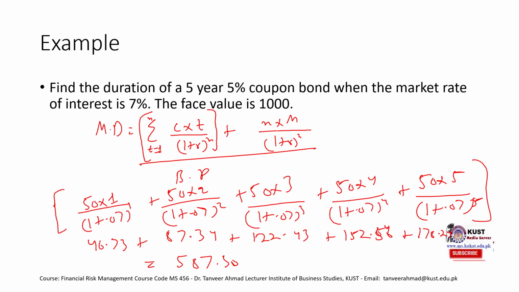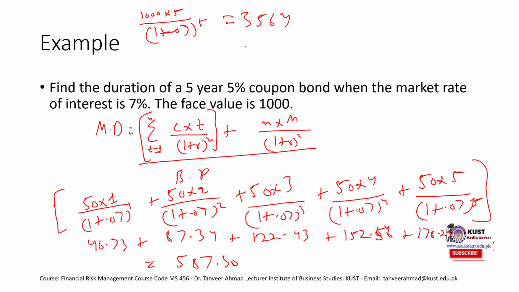We are left with this part of the equation, right? And this part of the equation would be equal to 1000 into 5 divided by 1 plus 0.07 raised to power 5. So we get 3564.